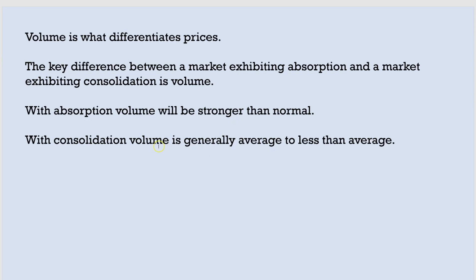Now, consolidation is generally average to less than average. And a perfect example is you're going to see consolidation before a major announcement or a number. Like, you're going to see the market consolidating, going sideways, doing less volume than normal, like the hour before a Fed announcement, or a few hours leading up to the non-farm payroll numbers.